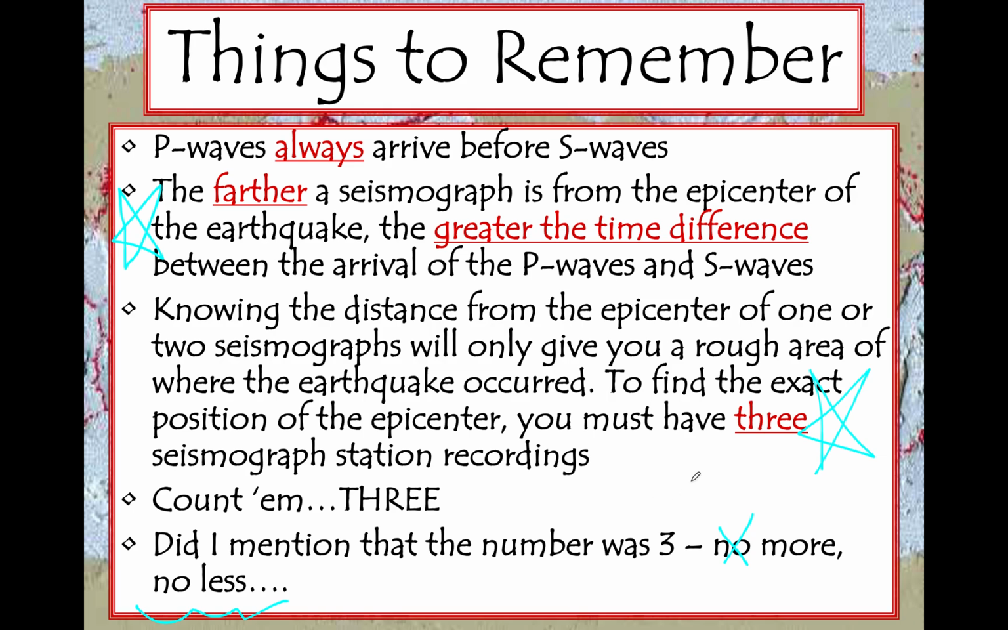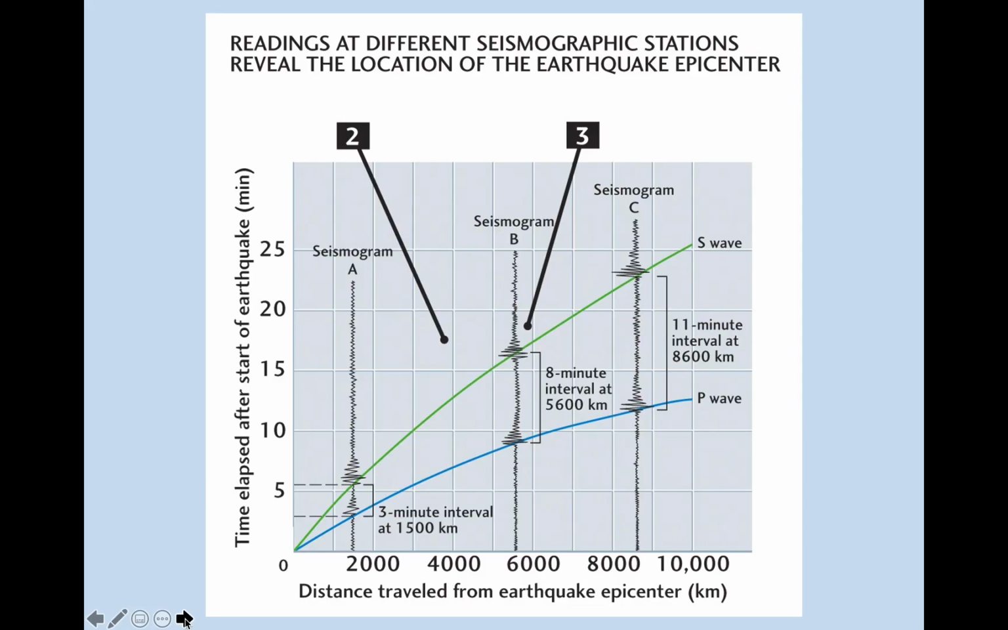So if you have data from 1 station, what do you need? How many more stations do you need? If you only have 1, you got it. You need 2. If you have data from 2 stations, how many more stations' data do you need? That's right. 1 more. You need 3 stations at a bare minimum.